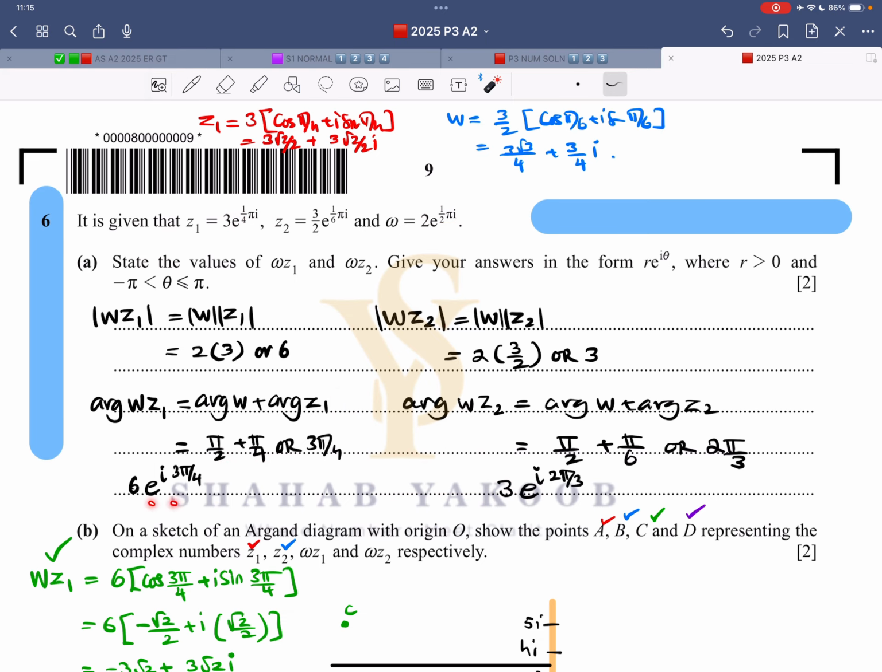So that is 6e^(i 3pi/4), and similarly the argument of wz2 is pi by 2 plus pi by 6, that's 2/3 pi, like this. Again written in this form, re^(i theta).